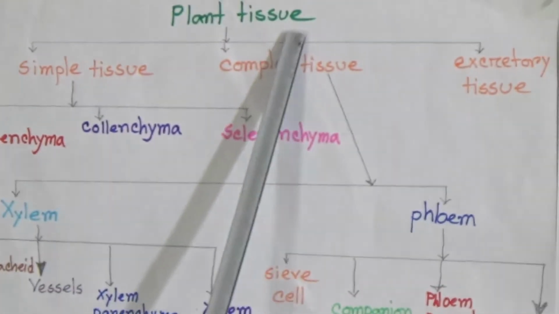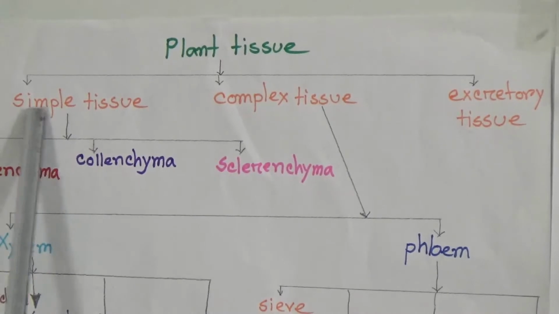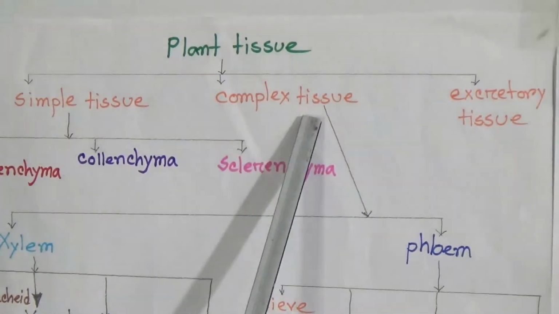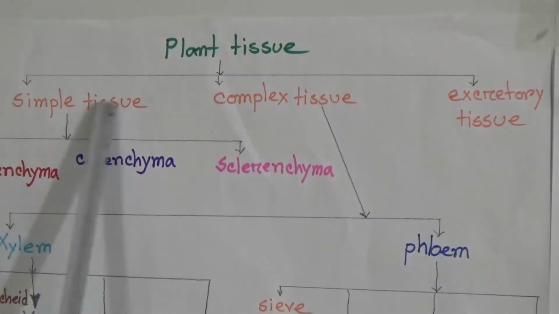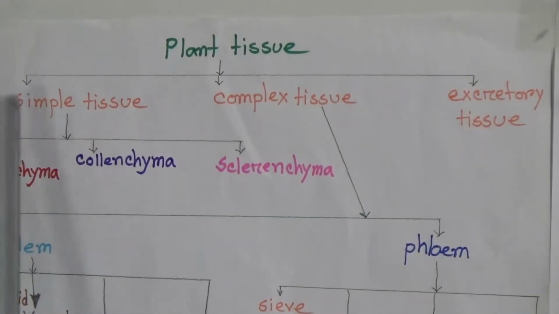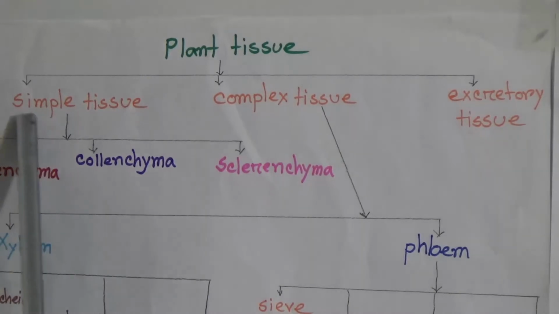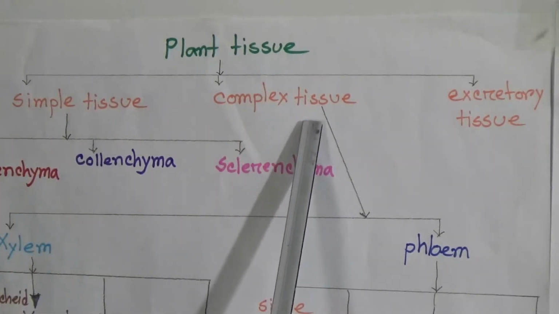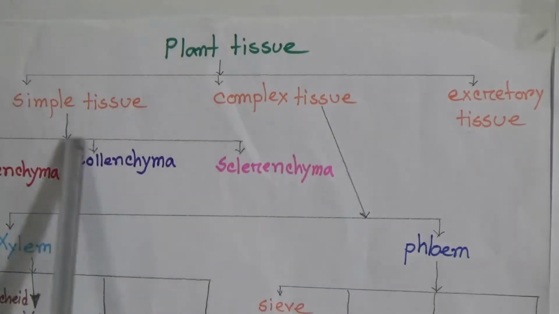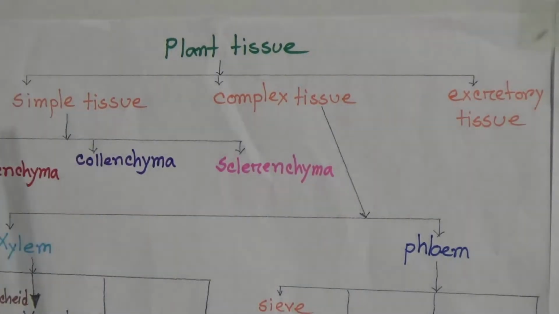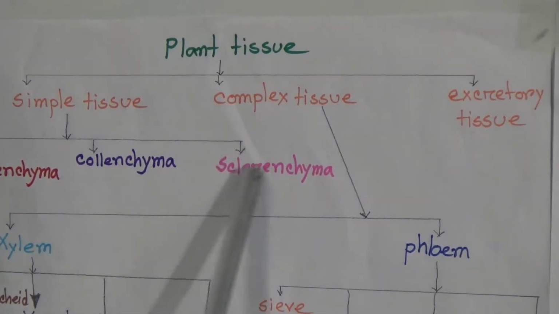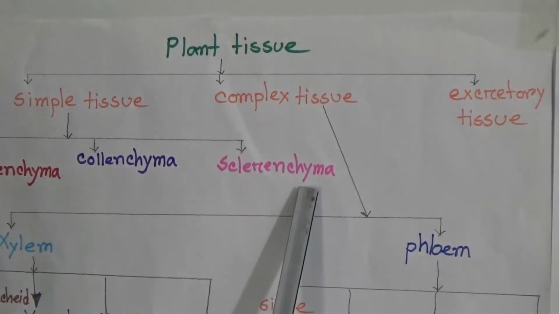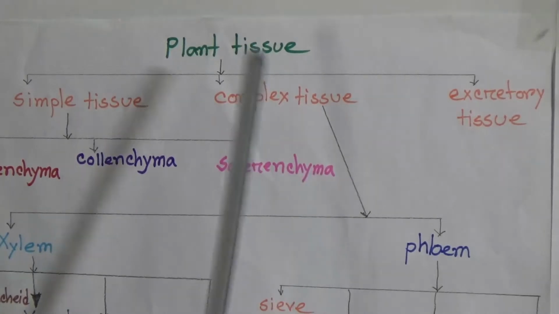We can divide plant tissue into three types: simple tissue, complex tissue and excretory tissue. Dear students, in your book, they already discuss simple and complex types of plant tissue. We can divide simple tissue into three types: parenchyma, collenchyma and sclerenchyma, and mature sclerenchyma is dead.